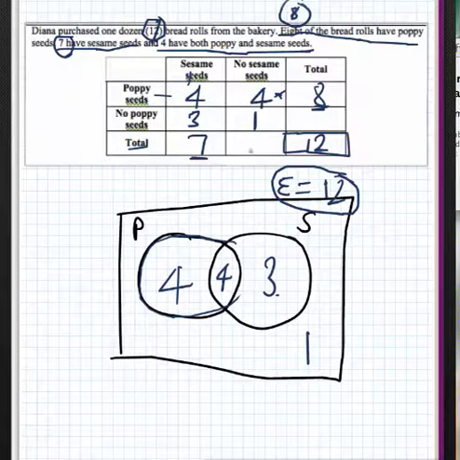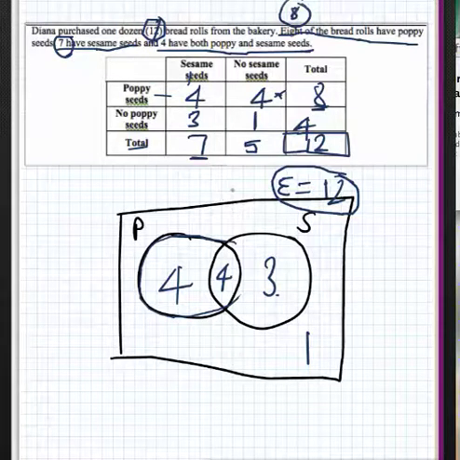And now the last bit is, well, what is 4 plus 1? The total is 5. And what is 3 plus 1? The total is 4. And our two-way table is done. Let's do our check. So 8 plus 4 is 12. Yes, 7 plus 5 is 12. Everything adds up, and we're finished.